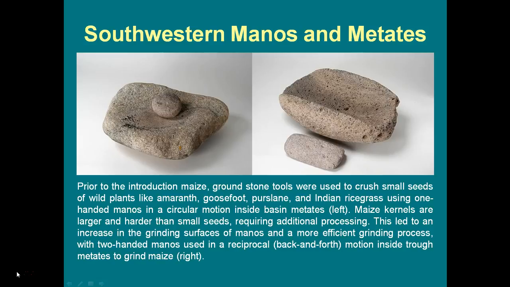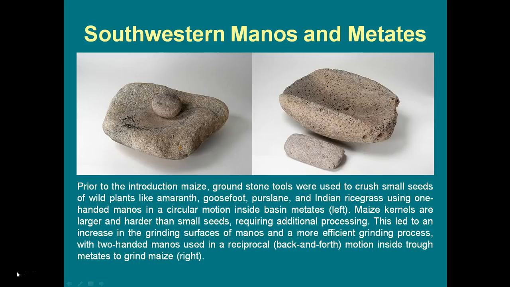Before the introduction of corn, which has hard, large corn kernels, they're using groundstone just to crush small seeds of wild plants like amaranth, goosefoot, and others. These are very small seeds that don't require a lot of effort in order to grind them up into a meal. In contrast, because corn kernels are so much harder and larger, they require more effort.